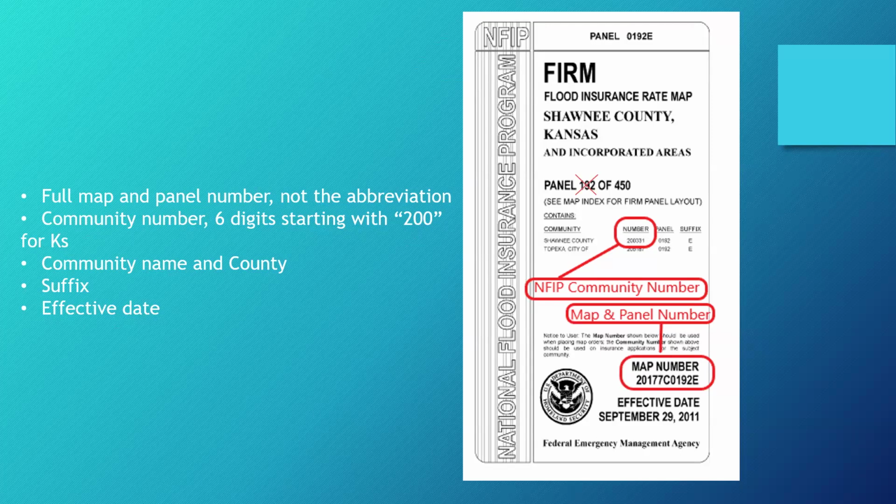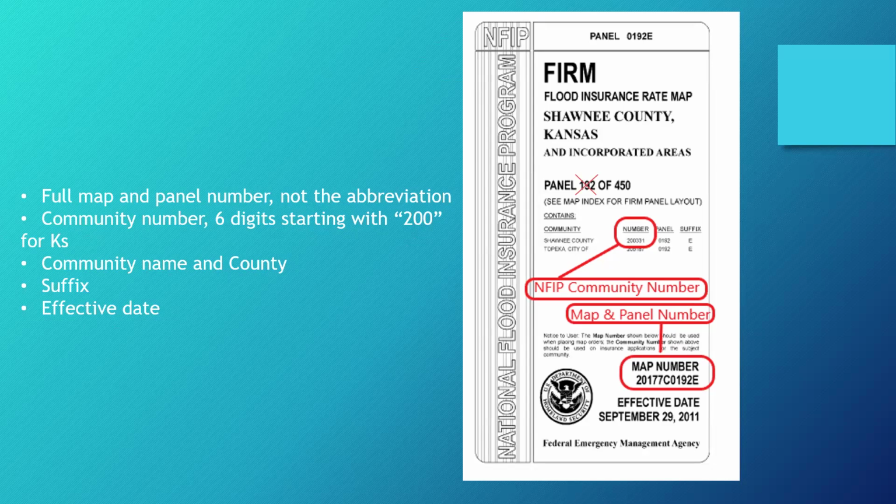20177C. So C is for the county-wide, and then 0192, that's the rest of the panel number, and then E is the suffix, and E represents how many times a panel has been updated. So A, B, C, D, E. So this is the fifth revision of this panel. So that's what it's referring to.